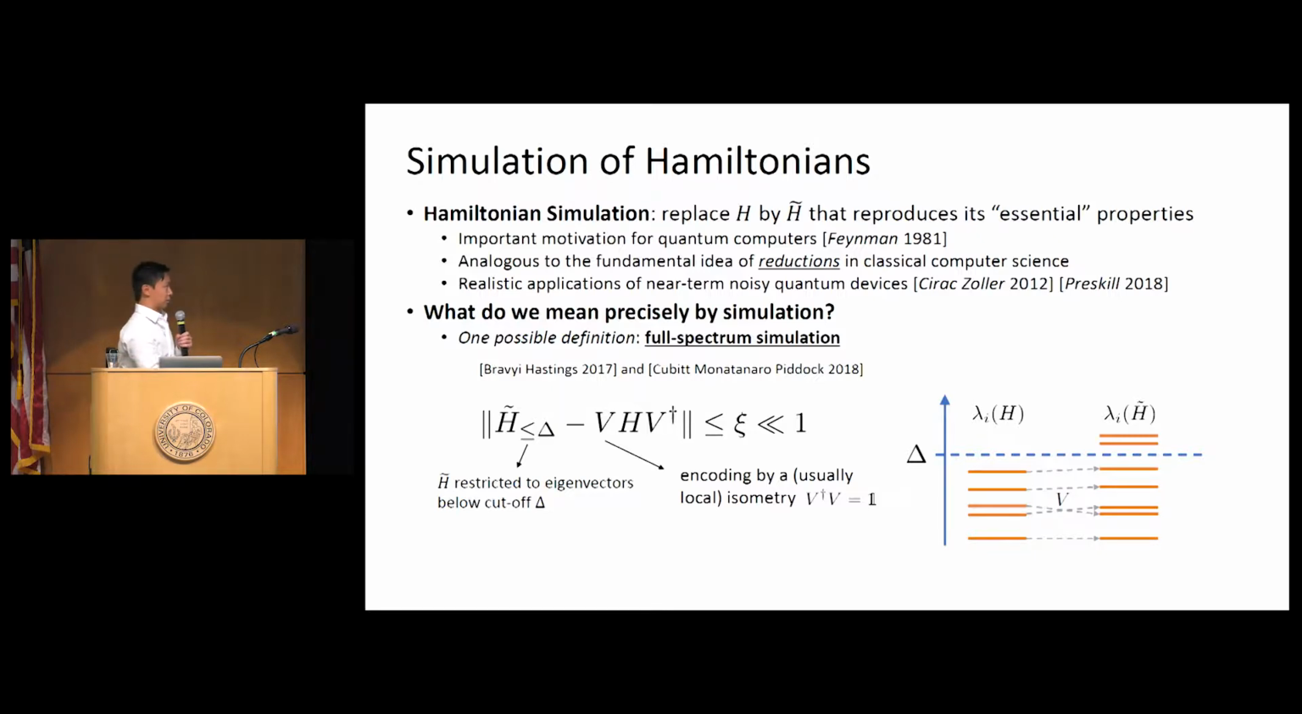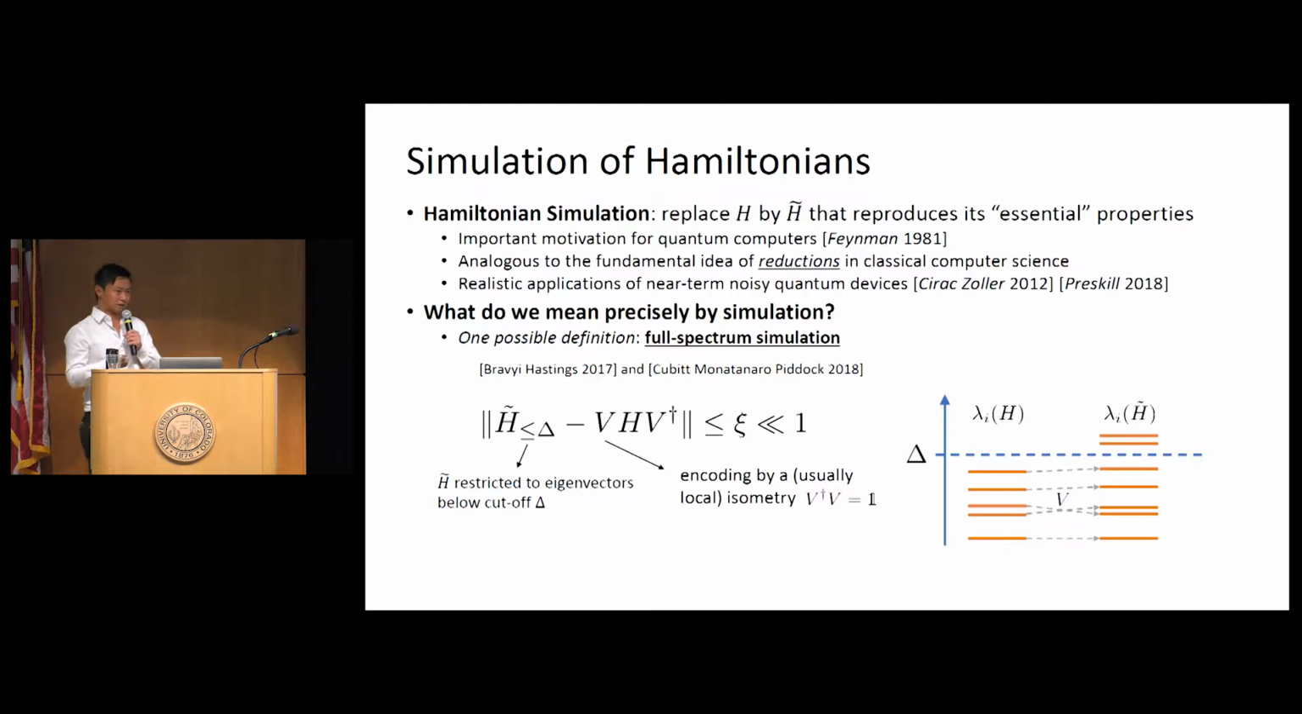The idea is that if you want to simulate H, you take the entire spectrum of H, all its eigenvectors and eigenvalues, and reproduce it as the low-lying part of the spectrum of H tilde. We also allow some kind of encoding between the eigenstates, usually by a local isometry. While this definition is necessary in order to reproduce all the static and dynamical properties of the physical system, for many purposes it may be considered too strong, because often one only cares about the low-lying part of the spectrum.